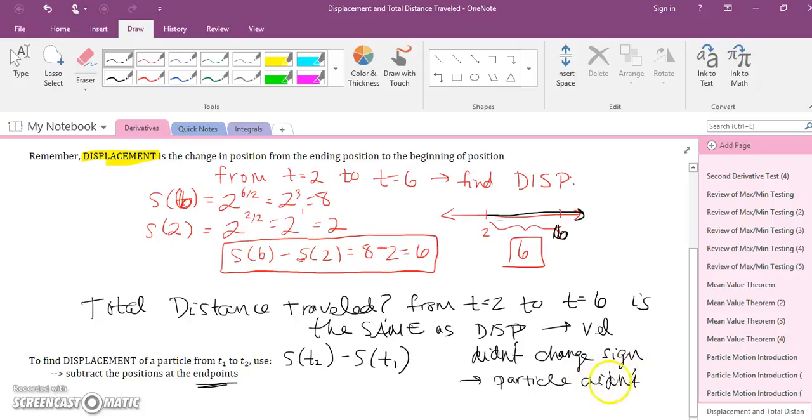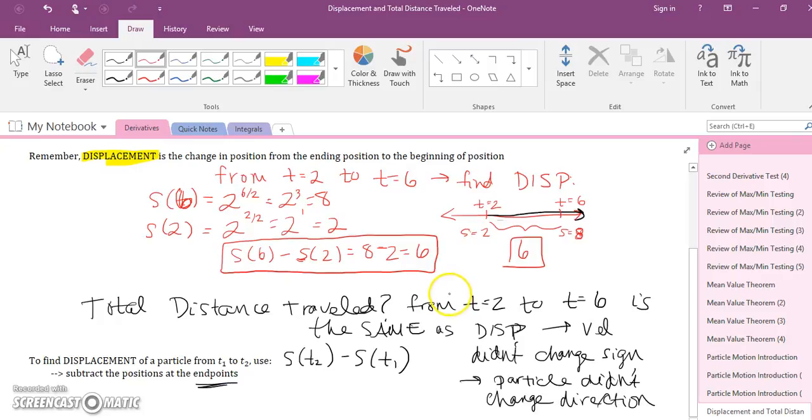Because in order for a particle to change direction, velocity would have to change sign. So take a moment and think about that. The particle always moves right. So from 2 seconds to 6 seconds, the displacement and total distance traveled will be the same.